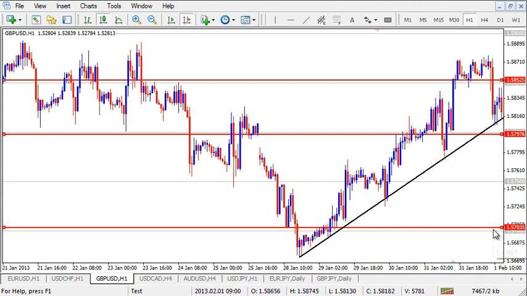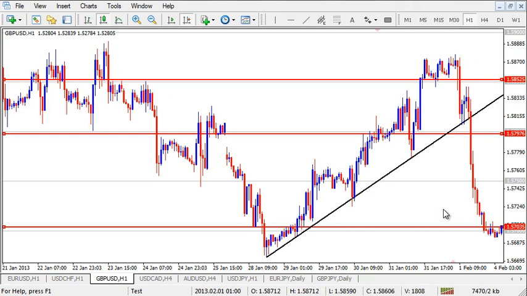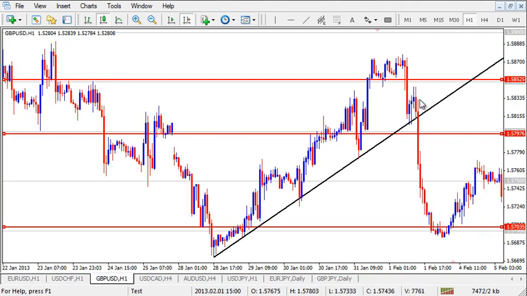So I set this trade up and I go to bed. Now let's see what happens. Sure enough, we get this test. So it bounced off there, didn't make a higher high, so that's the test.